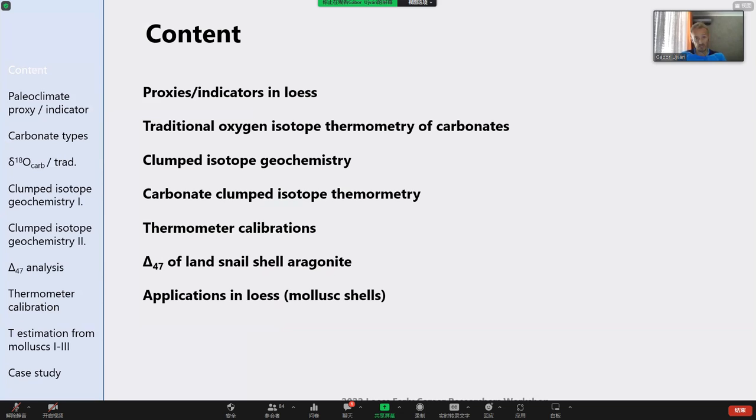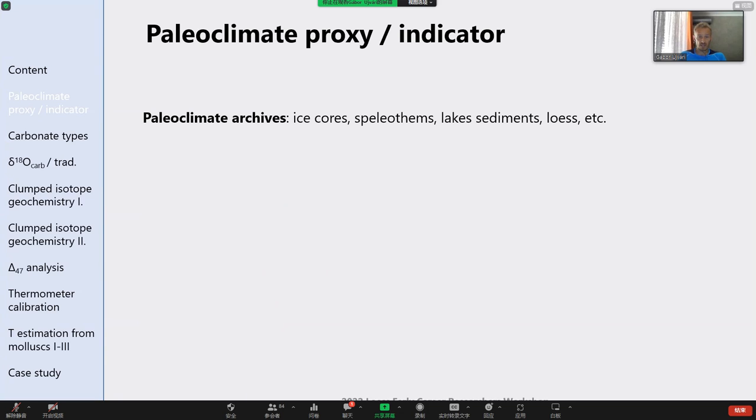So this will be shortly the presentation, which includes actually 17 slides. So hopefully this will not be too long. This will fit in 40 minutes, of course. All of us are interested in Loess deposits, which are actually together with ice cores, speleothems, lake sediments, and marine sediments, paleoclimate archives, which are important to us and important to provide any kind of useful information on past climate.